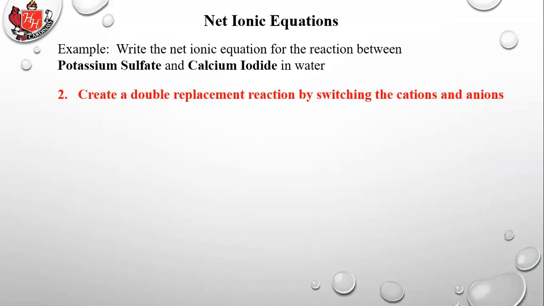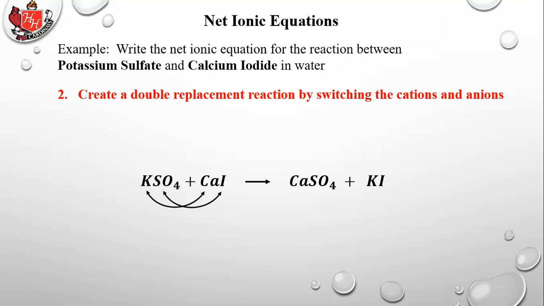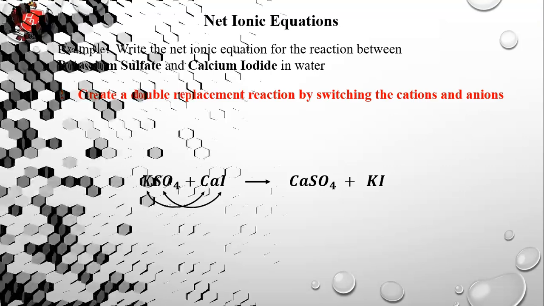Step 2 of 9 steps. Create a double replacement reaction by switching the cations and the anions. There you see what we did. We took the K and the Ca, those are both the cations, those are the metals, and we swapped places. After the reaction, the Ca is with the SO4, and the potassium, the K, is with the iodine. So you just switch dance partners here. You see how that works?